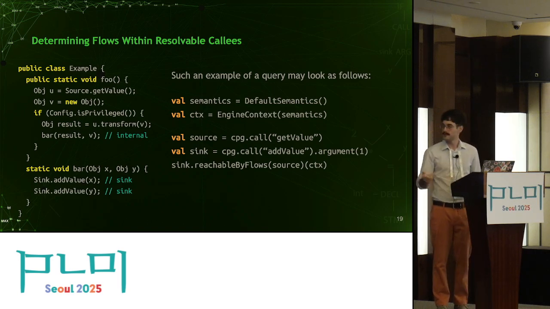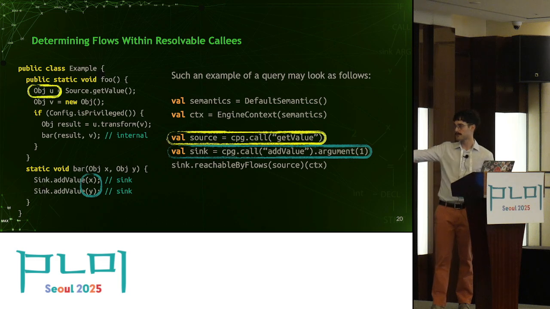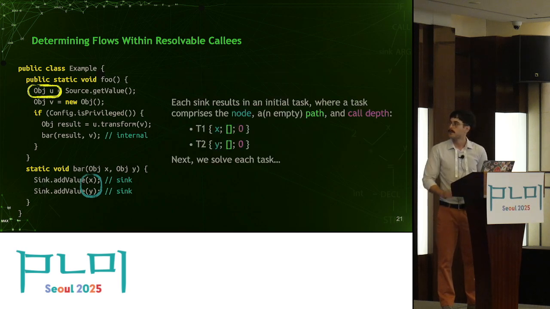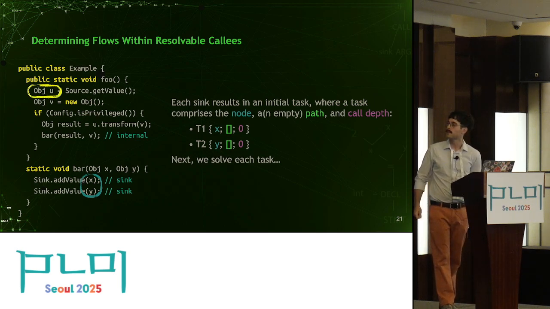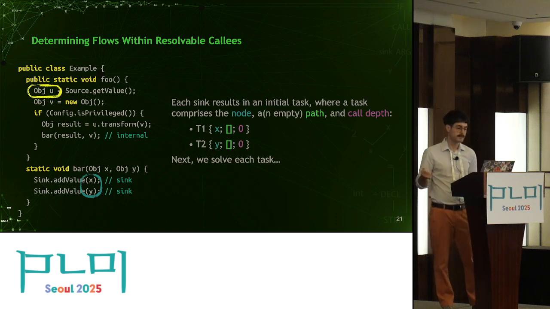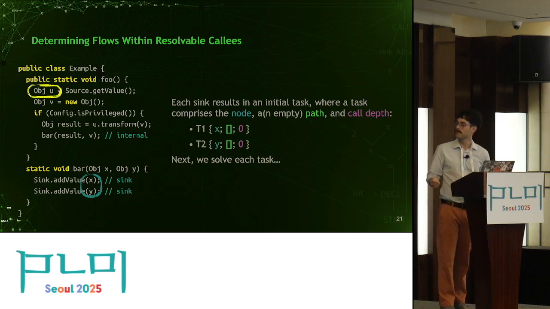And then we have our engine context, which is a simple configuration object. And then we define our source query, which has the cpg.call step describing the call, or the return value thereof, the sink, which will describe the argument 1 of add value, and then we call our reachableBy query. So we begin by just creating initial tasks. Initial tasks will be based on the sink as we do backward analysis in this example, and this will be the 3-tuple of a node, initial empty path, and the call depth.